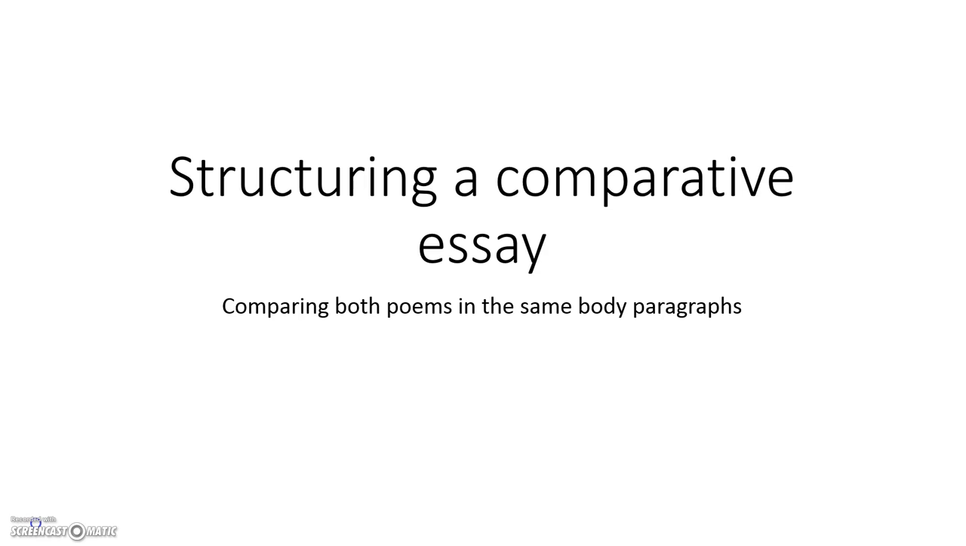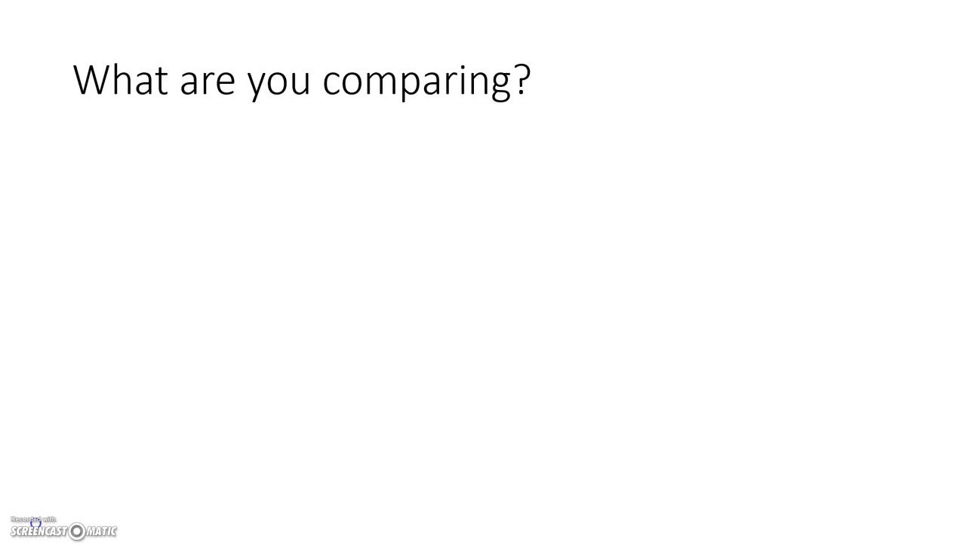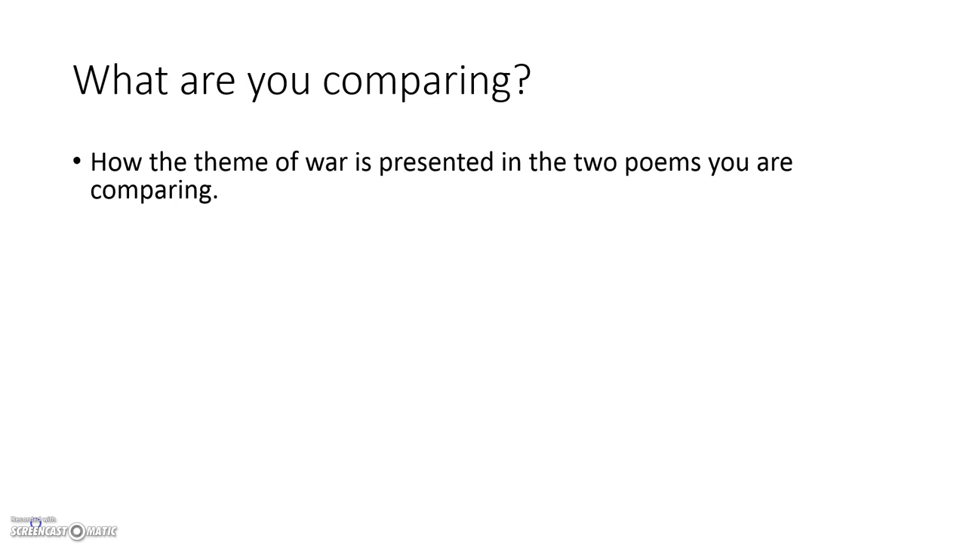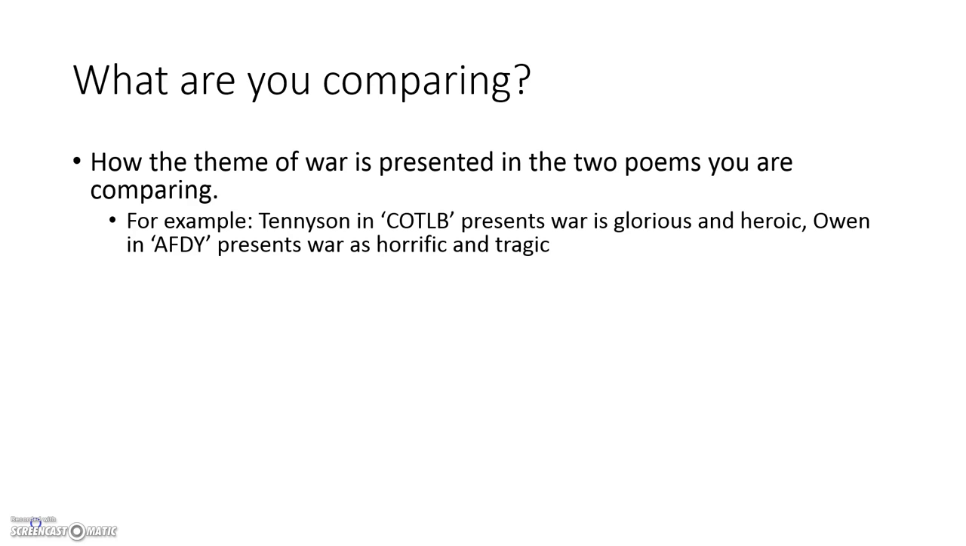Okay, before we get into how you can write your body paragraphs, let's go back to the start. What are you comparing? What is the point of this comparative essay? Essentially, you're comparing how the theme of war is presented in the two poems that you are looking at. We've done that already through Anthem for Doomed Youth and Charge of the Light Brigade. So basically what we mean by that first dot point: Tennyson in Charge presents war as glorious and heroic. Owen in Anthem presents war as horrific and tragic.